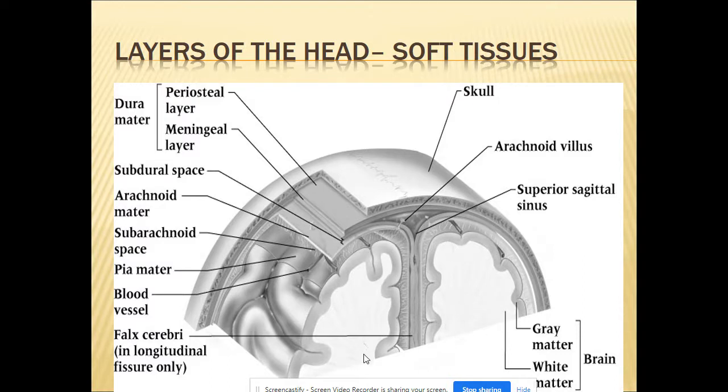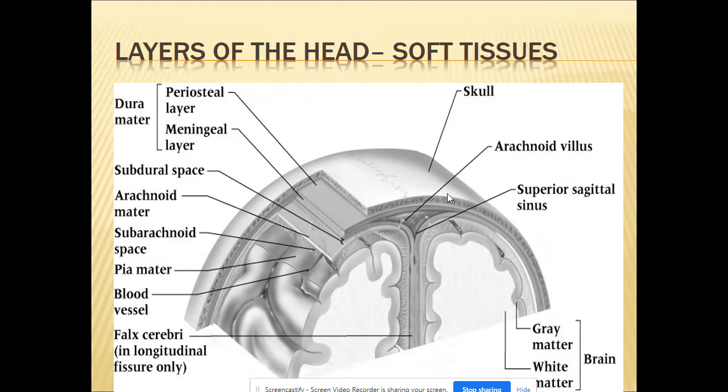So if you look at this picture here, this is showing layers of the head, and this most inner part here would be the brain. There's actually gray matter and white matter. I don't care that you know that, but you've got the brain. And then just directly above the brain are three layers of meninges. I'll talk about each of those in a second. So you've got three layers of meninges, and then your skull. So the skull is outside of the meninge layers.